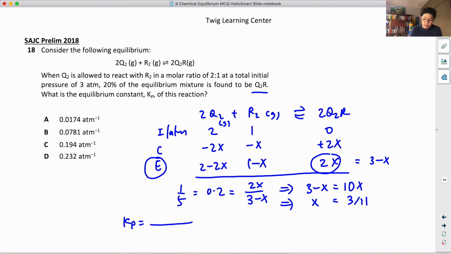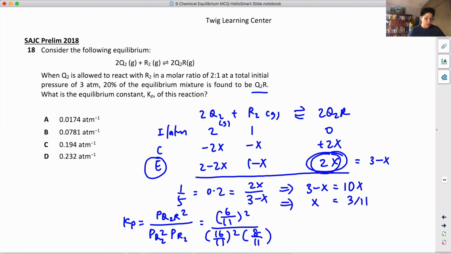So Kp is equals to pressure of Q2R square over pressure of Q2 square, pressure of R2. Okay. So this one, 3 minus 3 over 11. Oh, sorry, not 3 minus this, but 2x, right? So 2x is 6 over 11. Okay, so 6 over 11 square over 16 over 11 square, 1 minus 3, so it is like 8 over 11. Okay, and you can press your calculator, and if you do it nicely, you'll see that the final answer will be 0.194 atm minus 1. All right, so that's how it's done. Answer is C. Okay, let's look at the next question, 19.